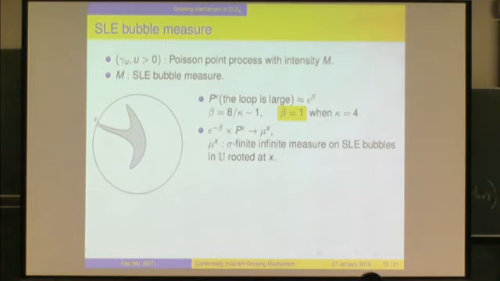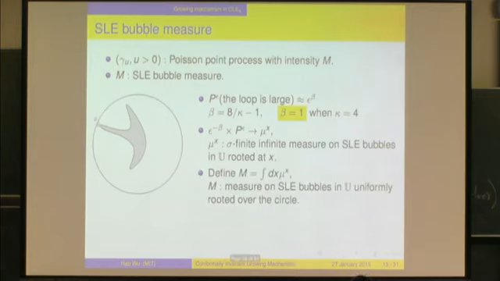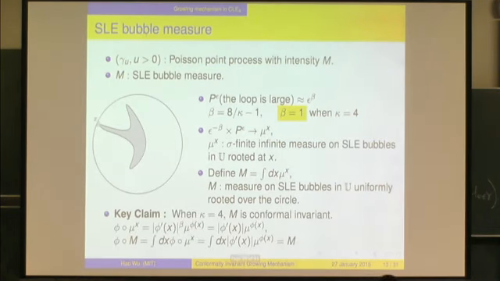And let's go back to our discrete exploration again. In our discrete exploration, we sample this small semi-disk of radius epsilon uniformly over the circle. So now we have to integrate this root over the circle uniformly. And this big M corresponds to the intensity in this Poisson point process. And the first key claim is when kappa equals 4, this big M is conformally invariant.